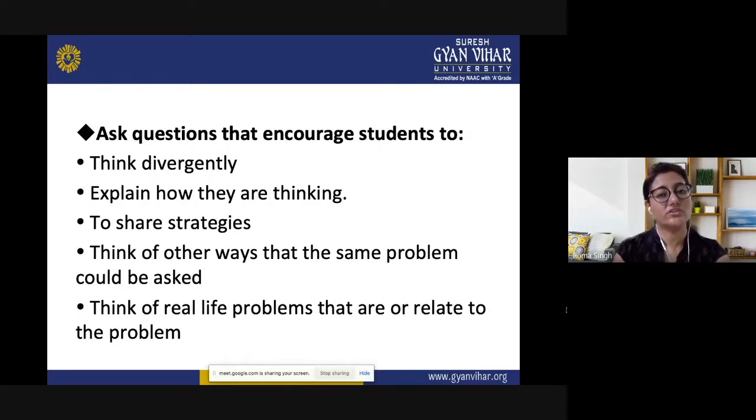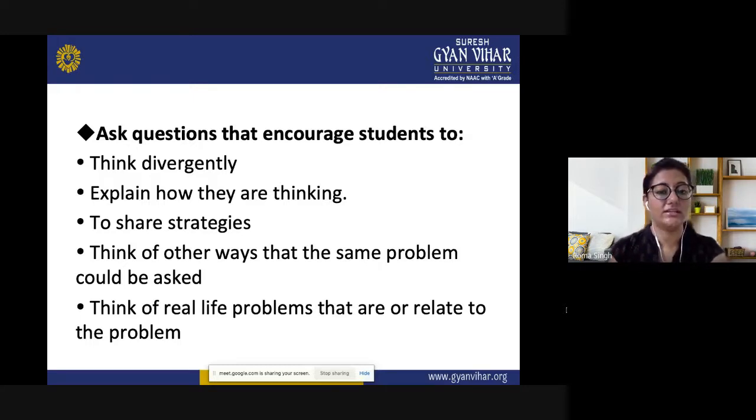You can ask questions that encourage students to think divergently. Mainly students think in a certain way. After the advent of internet, it has become very easy to find out everything on Google. Just search on Google. But they have to learn how to think originally, how to think in different ways, not only in one way. Explain how they are thinking, what they are thinking, what are their plans.